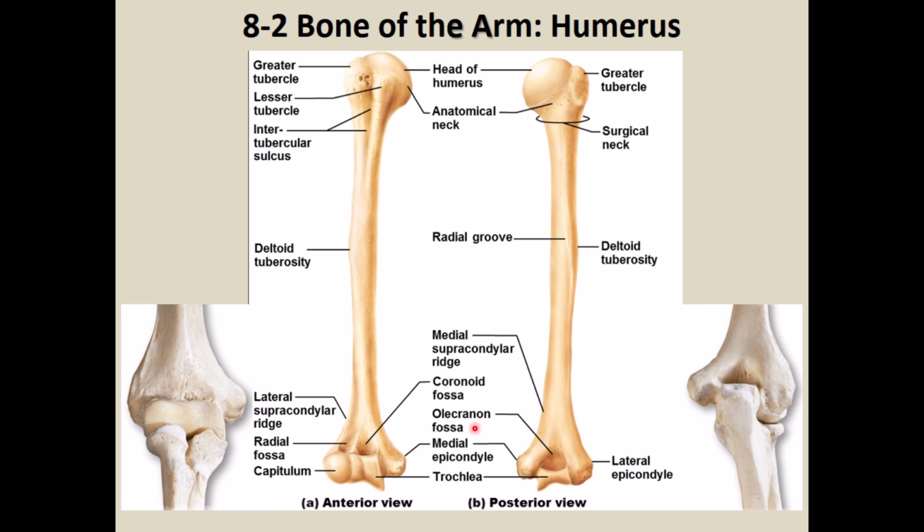If you look at the posterior view distally, you see one fossa there, and this is called the olecranon fossa. This is because of the impression of the olecranon process of the ulna. So this is the ulna, and this is the olecranon process. When you extend your elbow, the olecranon process goes here in this area. This is why you cannot extend your elbow more than 180 degrees, usually 180 degrees. That is the impression of the olecranon process.